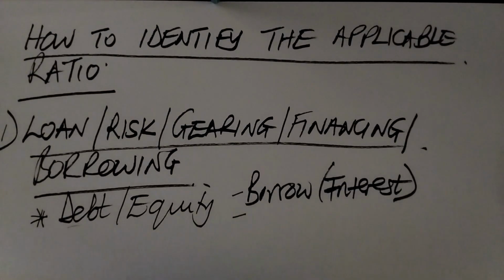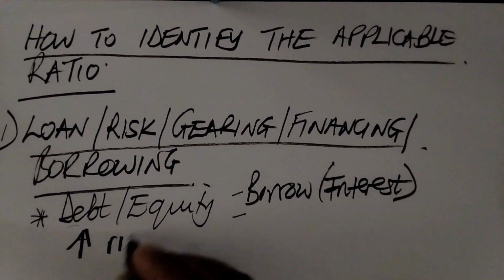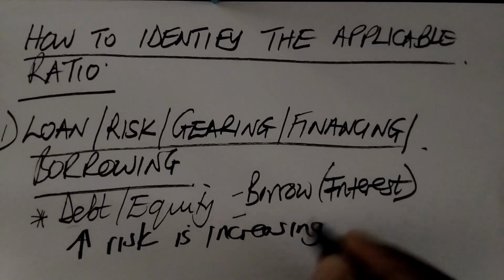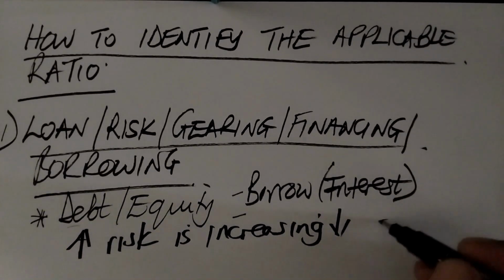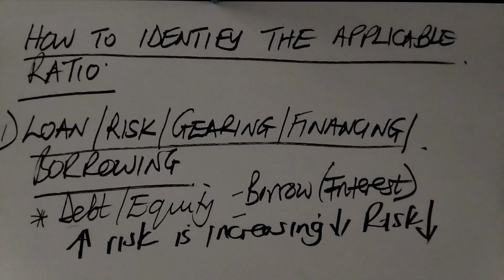So if the debt equity ratio increases, it means your risk is increasing. And if your debt equity ratio decreases, your risk is also decreasing. Why? Because the more you borrow, the more interest you're going to pay. The less you borrow, the less interest you're going to pay. So if they ask you about the loan, you look at your debt equity ratio, you say it increased from this to that. If it increases, you already know that your risk is increasing. If it decreases, you know that your risk is also decreasing.